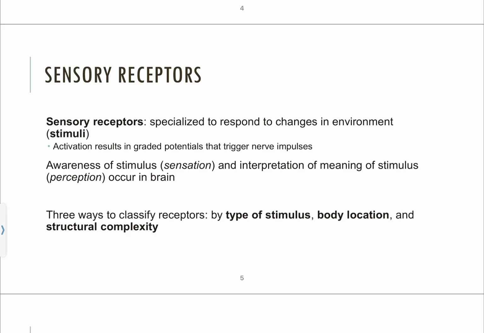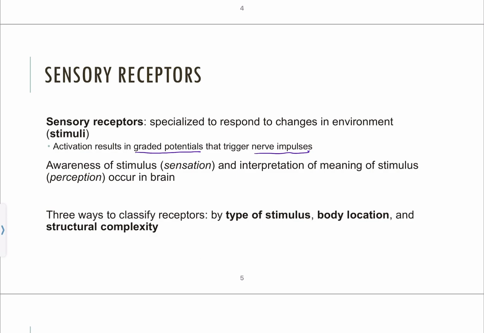And this change in membrane potential, if you remember, is called a graded potential. Graded potentials can either be stimulatory or inhibitory, so they can either depolarize the cell or hyperpolarize the cell. If they are able to reach the threshold for whatever that cell is, then they can trigger a nerve impulse. And a nerve impulse is just an action potential. Just a couple different terms.